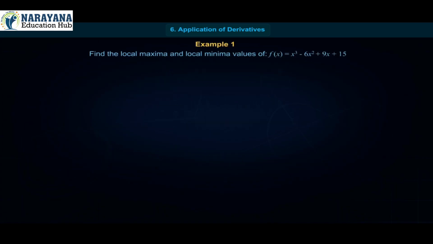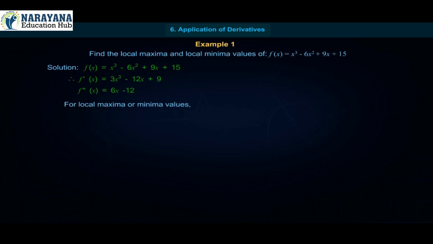Example 1. Find the local maxima and local minima values of f(x) is equal to x³ minus 6x² plus 9x plus 15. Solution: f(x) is equal to x³ minus 6x² plus 9x plus 15. Therefore, f'(x) is equal to 3x² minus 12x plus 9. f''(x) is equal to 6x minus 12.